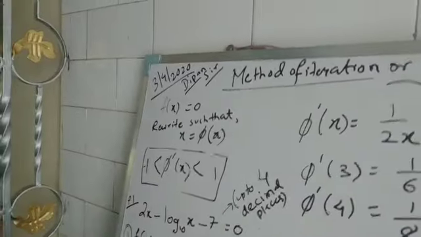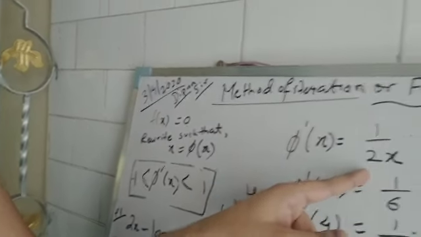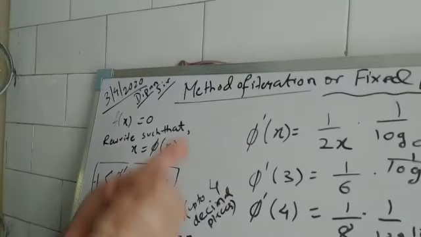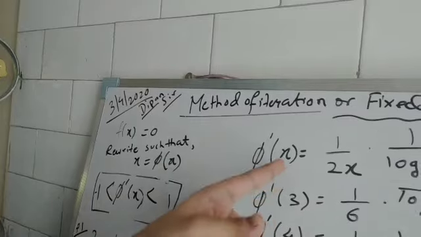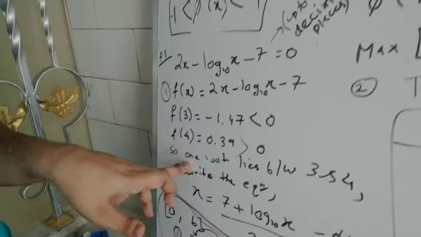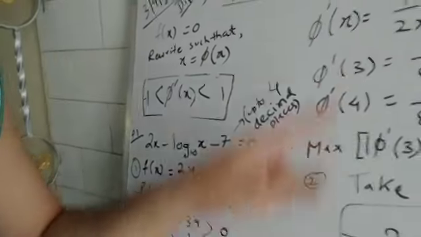Fine. Now, since the value depends on x, how can you make sure that this phi dash x is less than 1? How can you do that? You need to put some value of x, right? So here we have seen that the root lies between 3 and 4. So what you need to do? Put 3 here and then put 4 here.